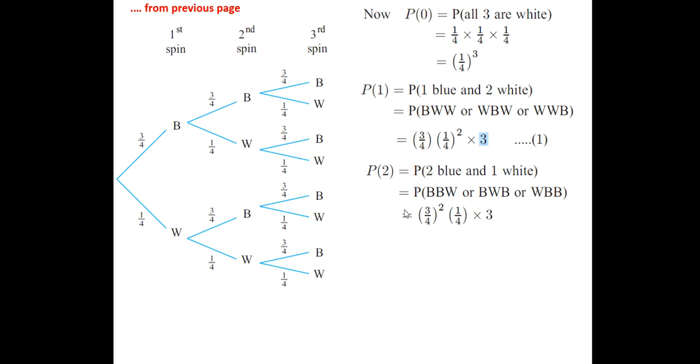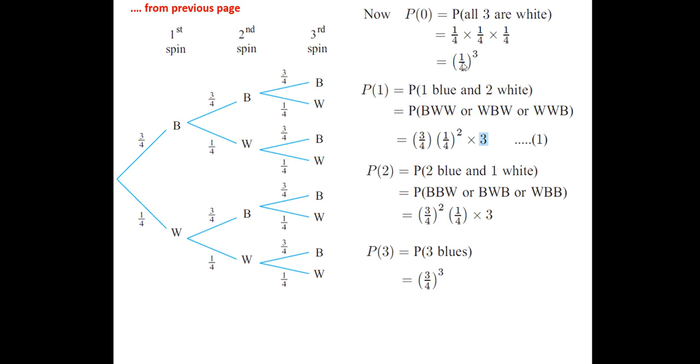They're basically all black, because black is always 3/4. So 3/4 times 3/4 times 1/4. That's why it's been summarized here. And then the last outcome, 3 blue discs, blue, blue, blue, that's 3/4 cubed.